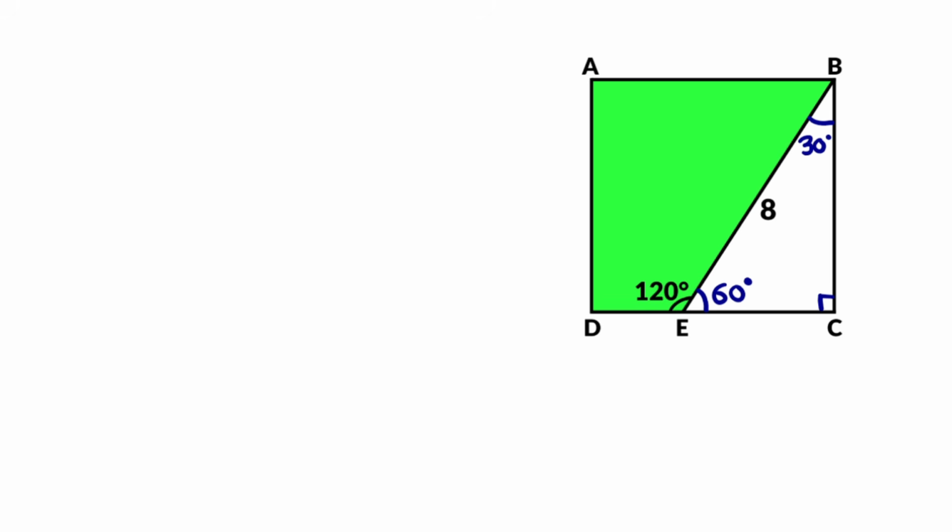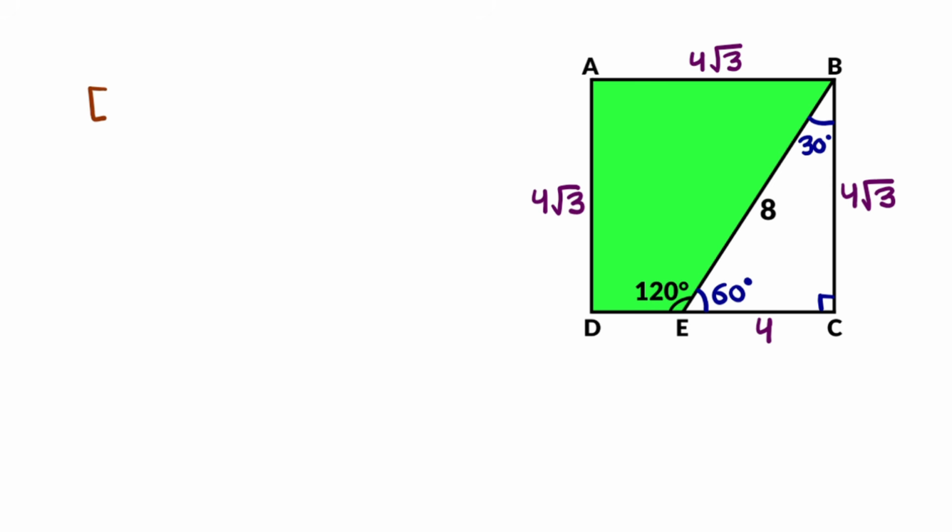In a 30-60-90 triangle, the side opposite 30 degrees is half the hypotenuse. The hypotenuse, BE, is 8. So the shorter leg, CE, is 4. The other leg, BC, is 4 multiplied by the square root of 3. But BC is also the side length of the square. So each side of the square measures 4 times the square root of 3.